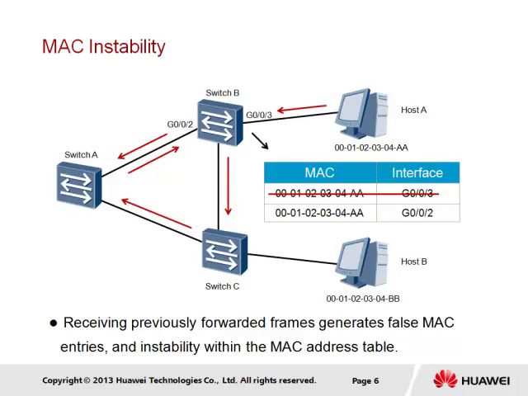Frames destined for host A from host B will be forwarded to switch C, and in this instance forwarded to switch B. Switch B, however, recognizes host A as being associated with interface gigabit Ethernet 0/0/2 and inadvertently will forward the frame to switch A, resulting in the frame never reaching the intended destination.